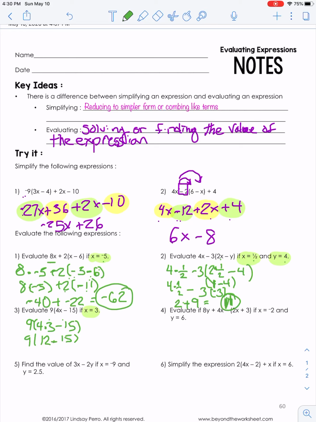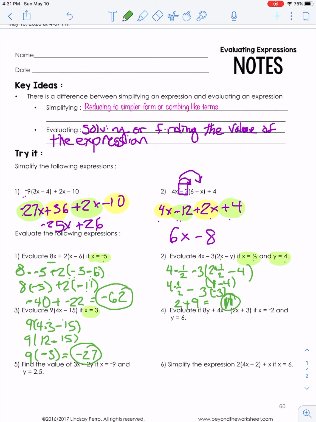We drop down our 9. So now we do our parentheses again. 12 minus 15 is negative 3. Bring it down. 9 times negative 3 is negative 27. So now I want you to try this one, next one on your own.